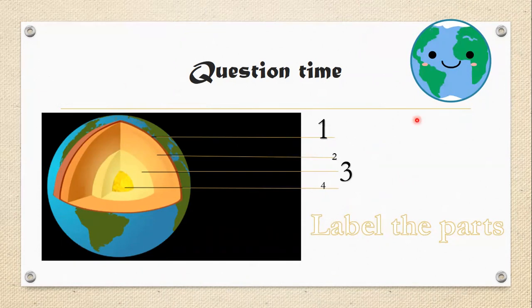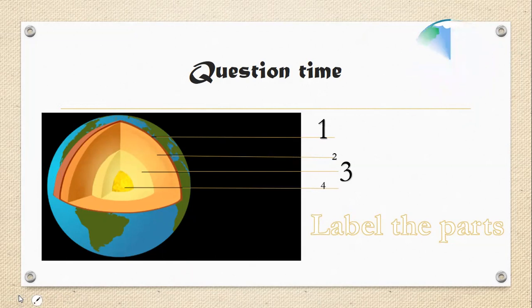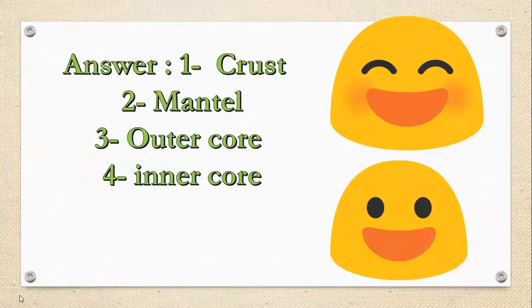Time is over. Let's see the answers and check your answers with it. Answer 1. First is crust, then second is mantle, third is outer core, and fourth is inner core.